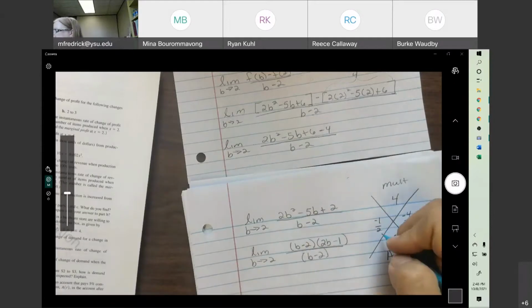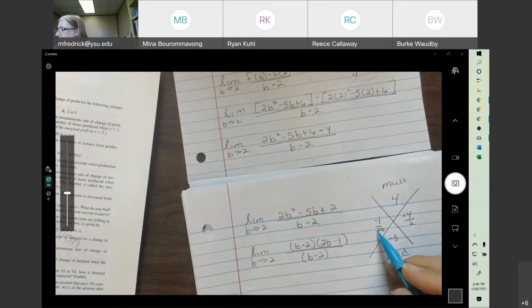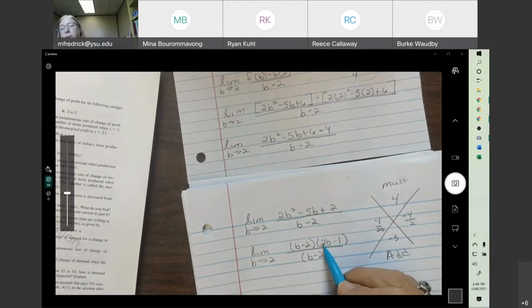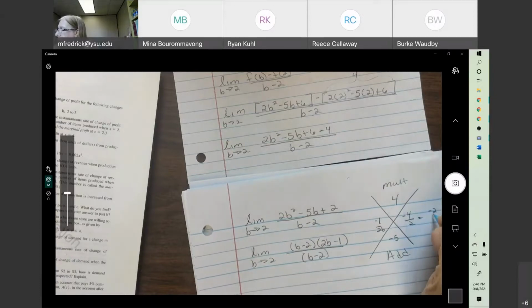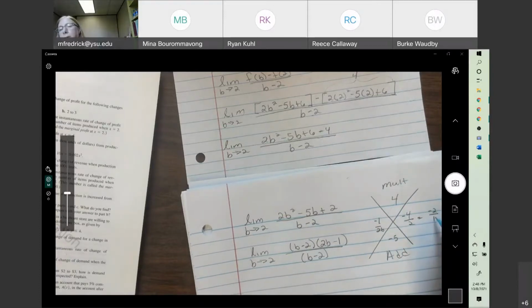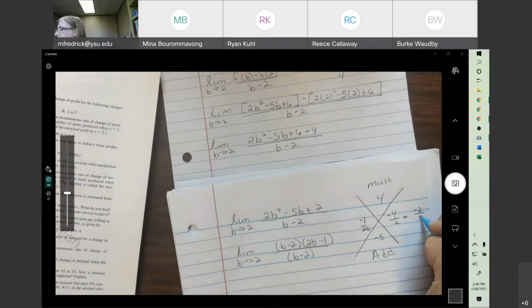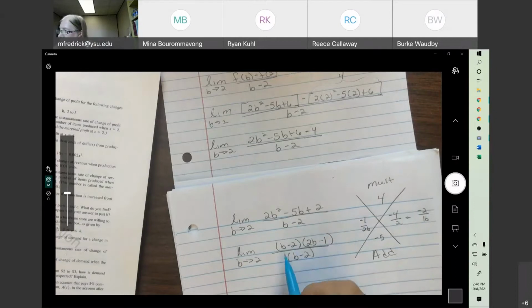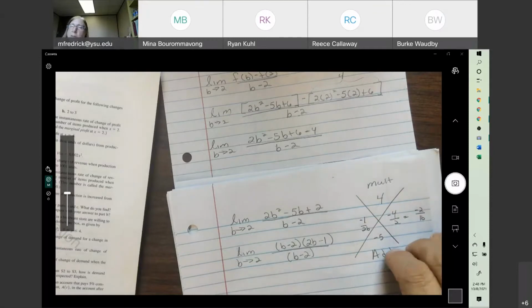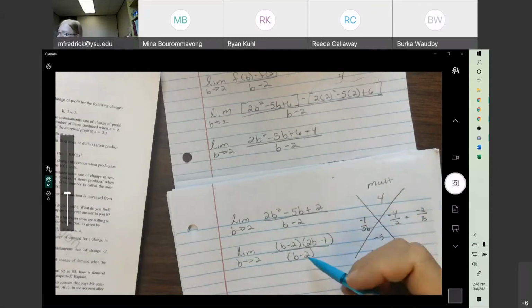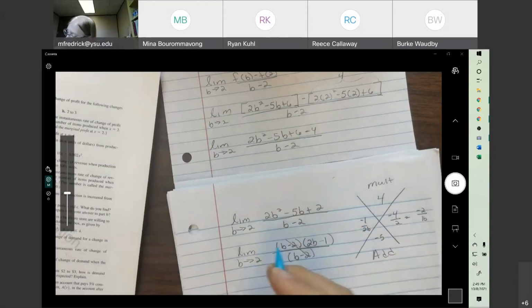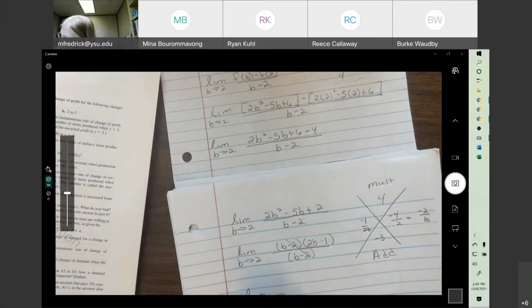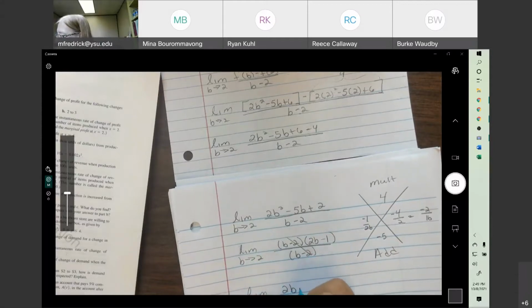Our variable's a b. So the first one, 2b minus 1, right there. This one reduces to negative 2 over 1, dividing top and bottom by 2. Put your b in the bottom, 1b minus 2. So whether you use factor by grouping or trial and error, it will get you there. The b minus 2's cancel, and leave the limit as b approaches 2 of 2b minus 1.